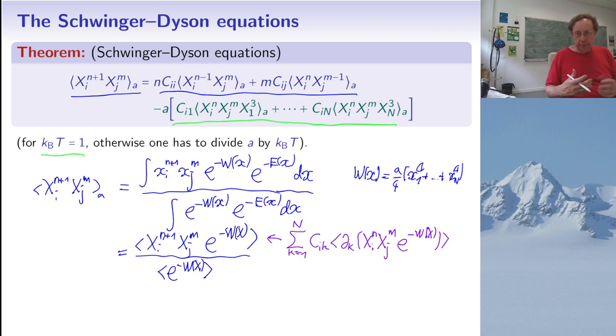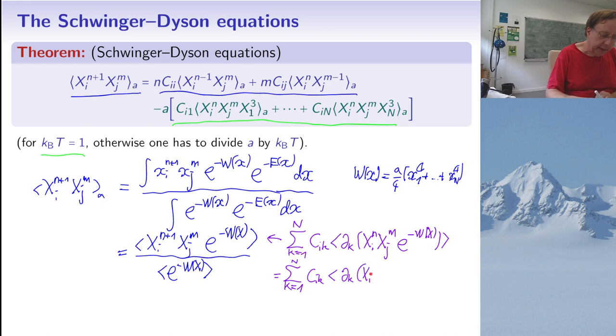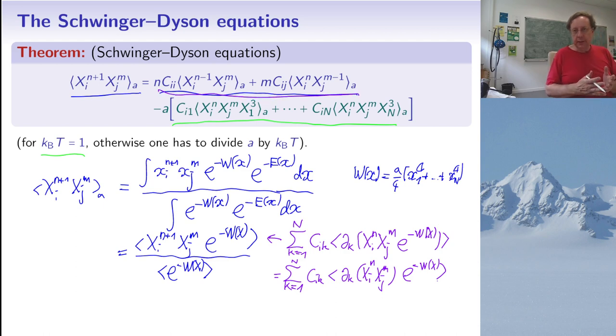And now I use the Leibniz rule to expand this derivative of a product. And then what do I get? I get the derivative of x_i to the n, x_j to the m, times the exponential. And this gives me the first two terms here in my equation. So actually this derivative is non-zero only if k is equal to i or j, and then you get that result.